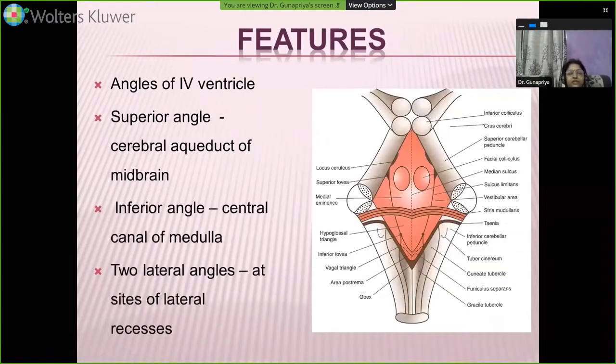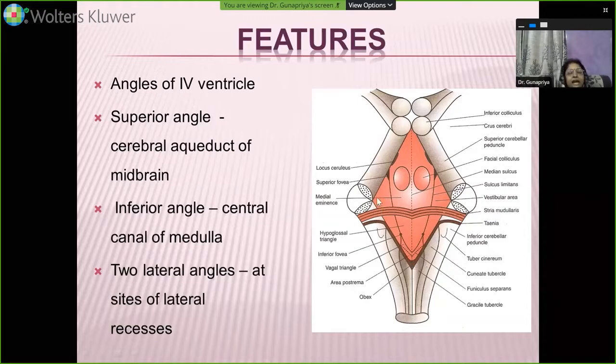Now coming to features, the angles. It has a superior angle, inferior angle, and two lateral angles. From this picture, you can make out these four angles. The superior angle is the site where it continues with the cerebral aqueduct of midbrain. The inferior angle is the site where it continues with the central canal of medulla.